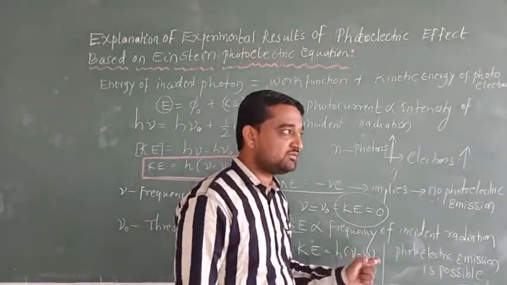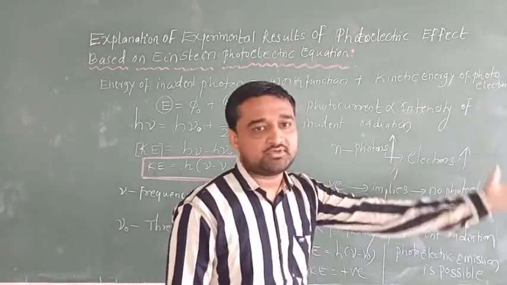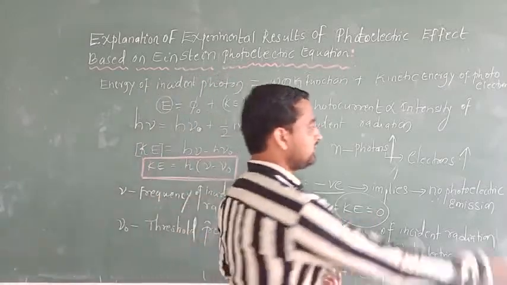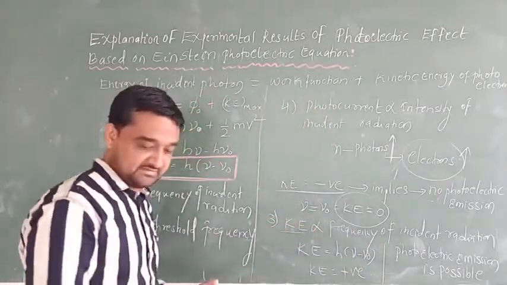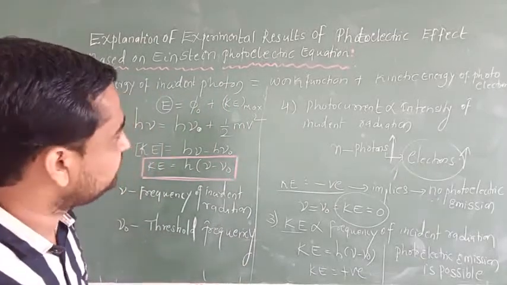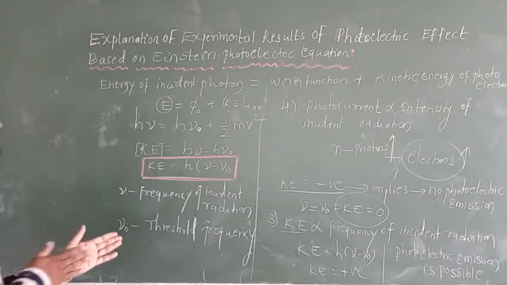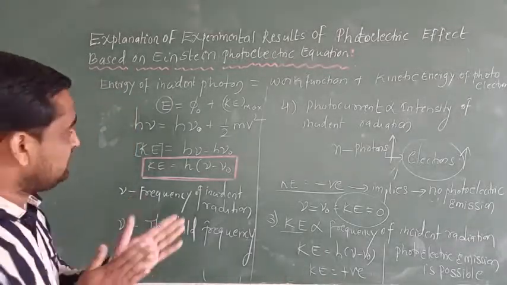More the intensity, more the number of photons, so more photoelectrons are coming, so more is the photoelectric current, because the photocurrent depends upon what? The number of electrons, the flow of charge. That is what the photoelectric current is. So this is the important explanation regarding the experimental results of the photoelectric effect.